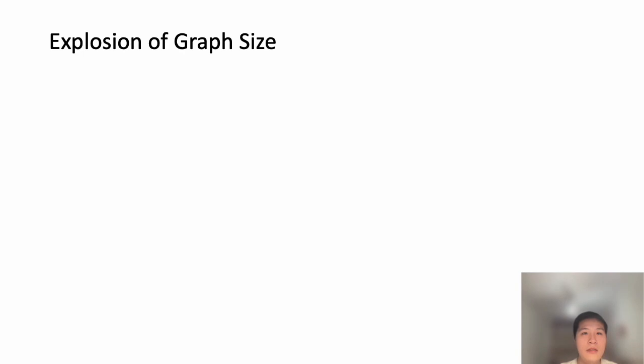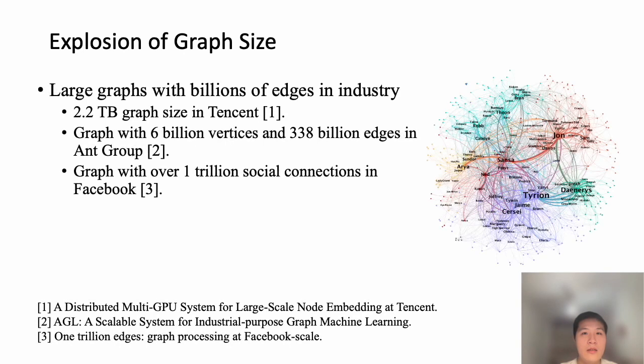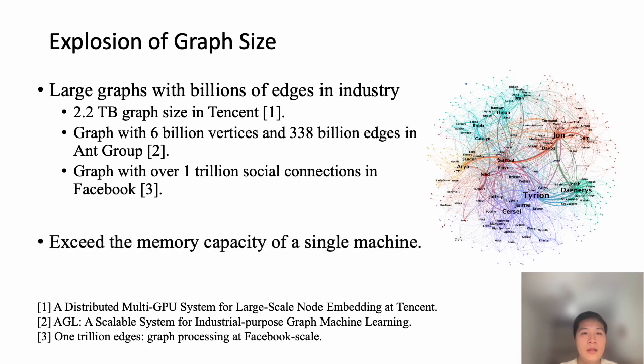In recent years, there has been a significant increase in the amount of data. This leads to the explosion of graph size. The graph size exceeds the memory capacity of a single machine. It's expensive to build a distributed cluster that can hold all the data in memory.